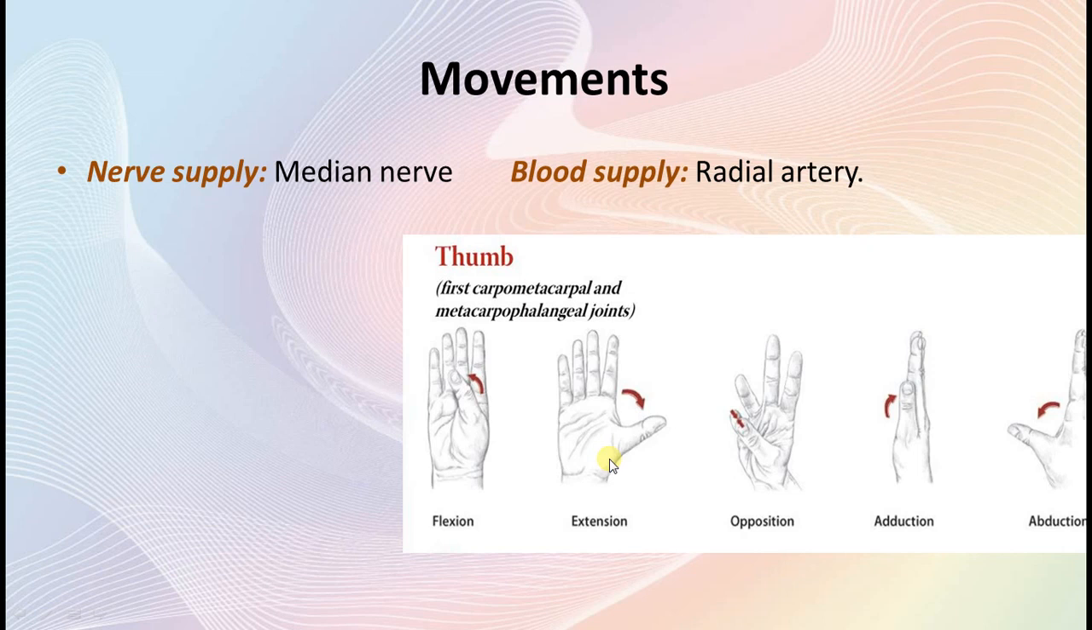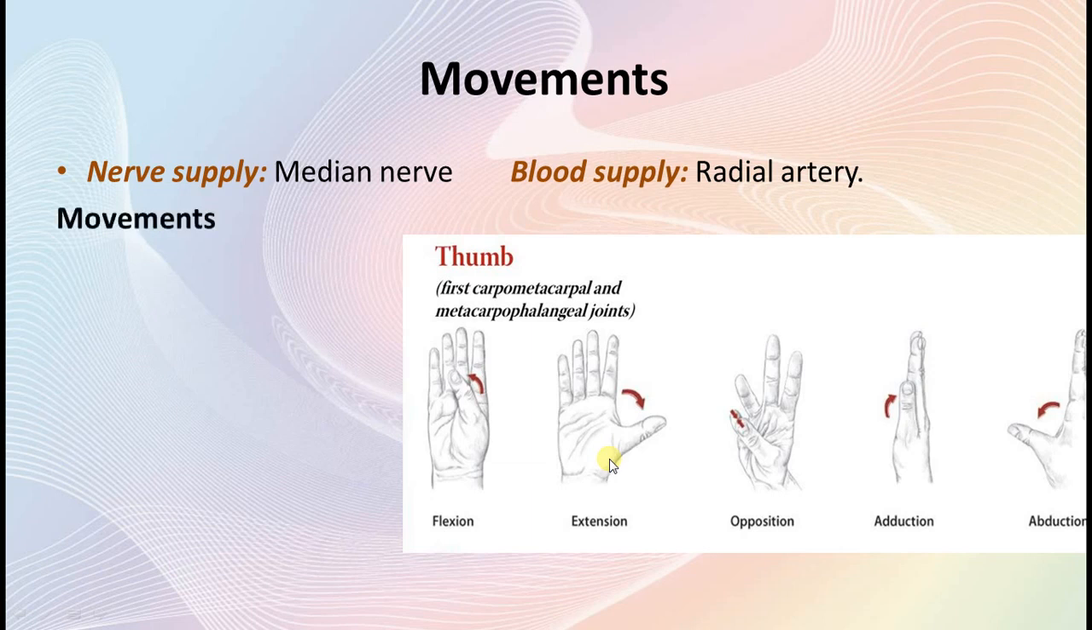So it is present in a more anterior plane. You can examine your own hand as compared to the other metacarpals, and not only that, it is somewhat 90 degrees rotated. Thereby the palmar aspect is somewhat facing medially and the dorsal aspect is facing somewhat laterally.